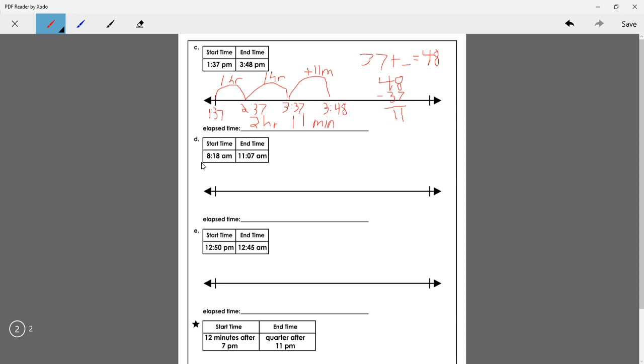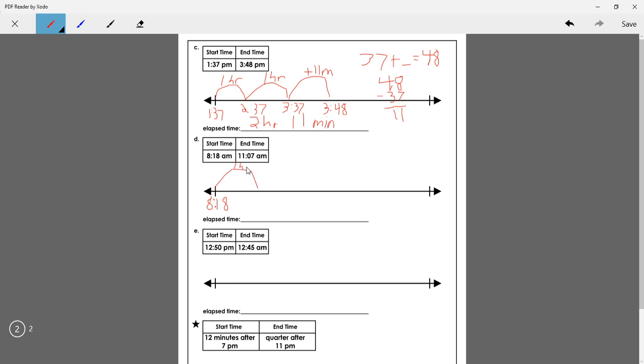Alright, let's get to the next one here. 8:18 a.m. to 11:07 a.m. So this is in the morning, right? 8:18, around school starting time, 11:07, a few hours later. So let's see. So start with 8:18, and we hop hours until we cannot hop hours anymore.